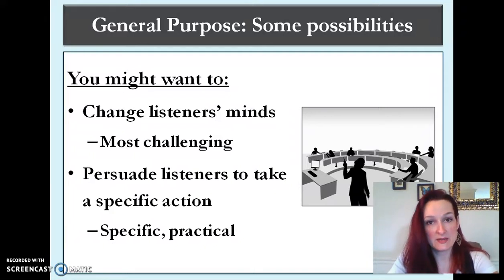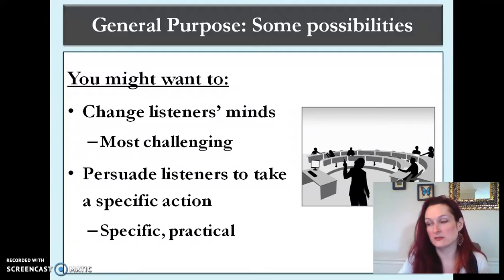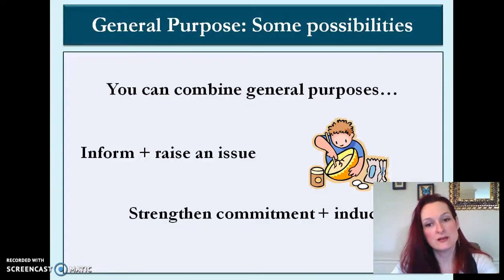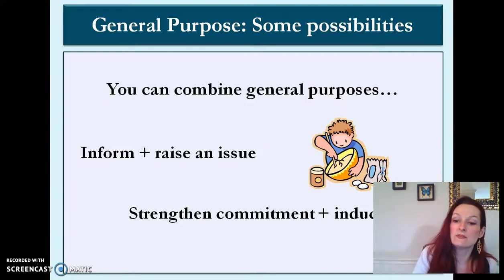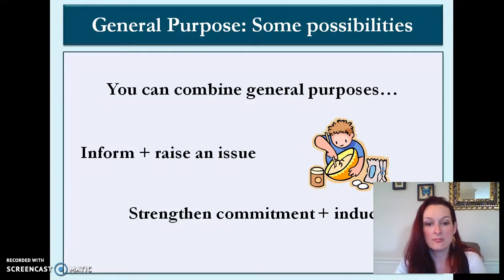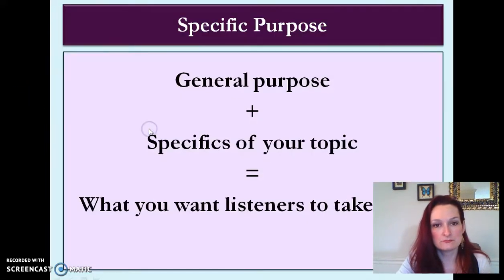nursing is evidence-based practice. So we look at what the latest research is saying, and then we make practice changes accordingly. And along the line, that often means presenting, here's what we know lately about this topic. Here's what's working for people in hospitals across the country. I think we should do this here. So that's just kind of a quick example. So those are a few examples of general purposes, and of course you don't just have to pick one. You can combine these, so you might want to both provide information and raise an issue, or you might want to strengthen commitment to an idea plus induce an action. So it doesn't have to just be one.